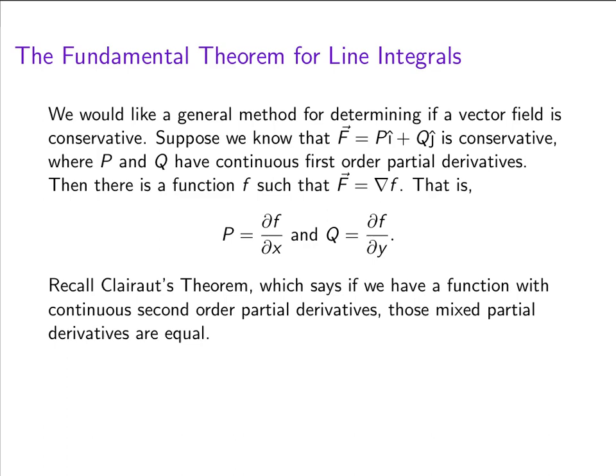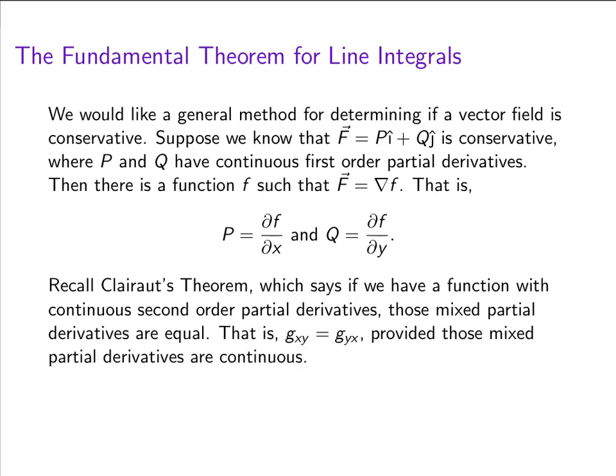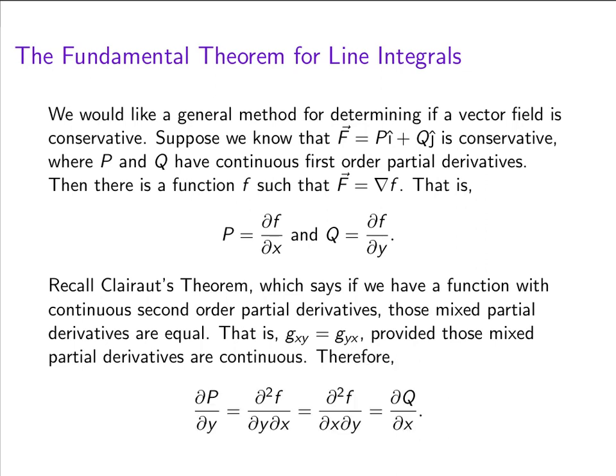Now let me take you back to Clairaut's theorem, and that's the theorem that says that if we have a function with continuous second-order partial derivatives, it turns out that those mixed partial derivatives are equal. That is to say that g_xy is equal to g_yx, provided, of course, that those mixed partial derivatives are continuous. And so what that means is, if we were to take P and differentiate with respect to y, we get the partial derivative of f, first with respect to x, then with respect to y. Clairaut's theorem says that we can switch the order of taking those partial derivatives, and then that double derivative is equal to ∂Q/∂x.